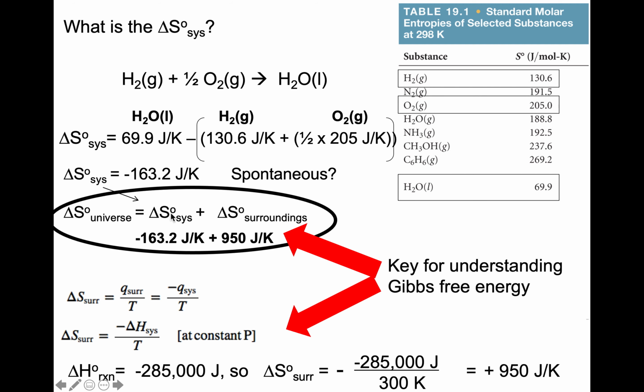Thinking ahead, this is the key for understanding Gibbs free energy. Gibbs free energy is really just looking at the same idea. It's not just the entropy change for the system, it's the entropy change for the surroundings. And we can get to that by thinking about the enthalpy change that took place for the system.